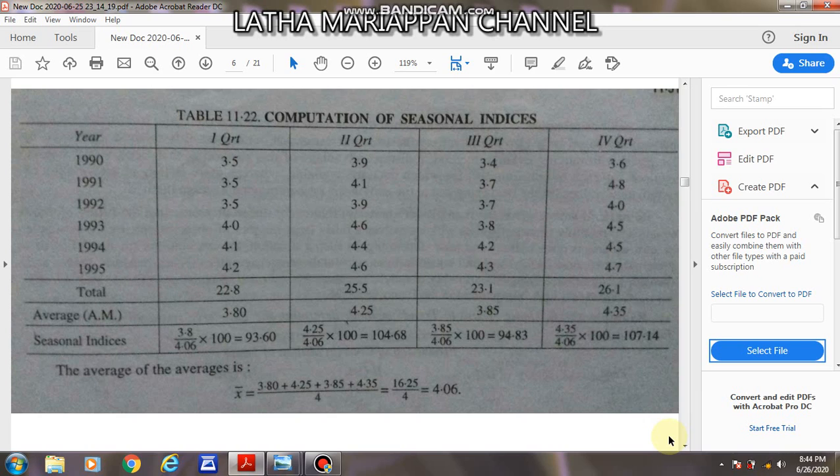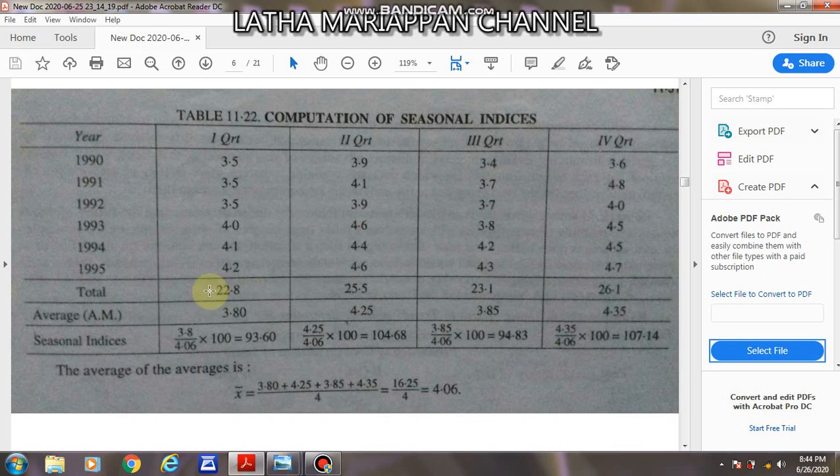Computation of seasonal indices by the simple average method. They gave quarters, no? So I have written the years 1990, 91, 92, 93, 94, 95 in columns. First quarter, second quarter, third quarter, fourth quarter. For all the years, for the first quarter, add the total. Similarly, for the second quarter, add the total. You will get 25.5. For the third quarter, you will get 23.1. For the fourth quarter, you will get 26.1.